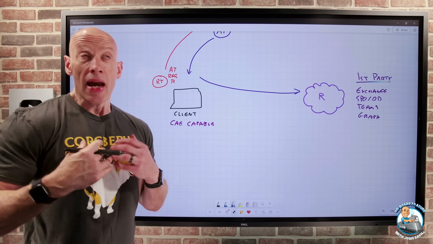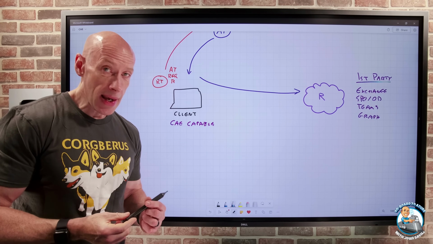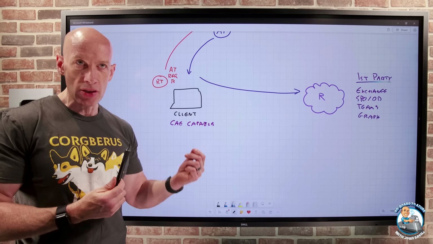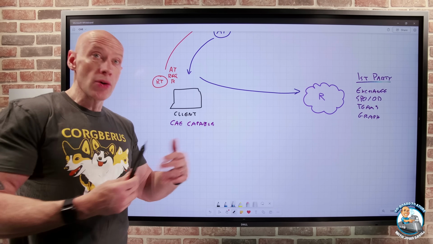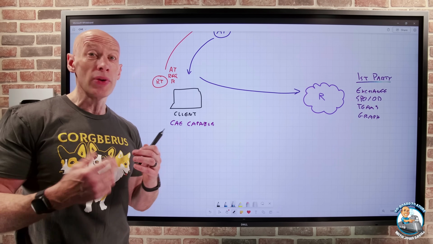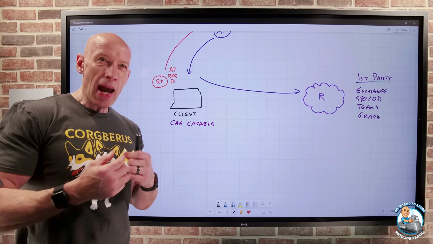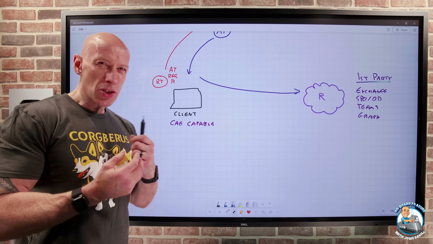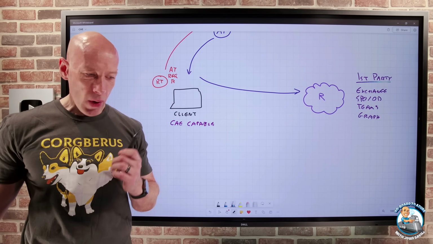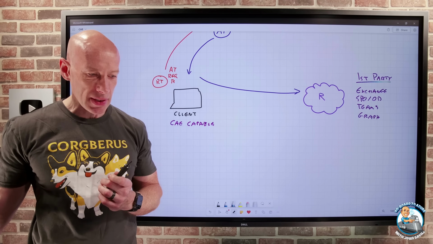Now, anyone can write a client that is CAE capable. Obviously, the Microsoft clients for things like Windows and iOS and Android. But for example, the iOS native mail app is also CAE enabled because it has to be able to respond to certain challenges that are going to happen when this CAE actually happens.